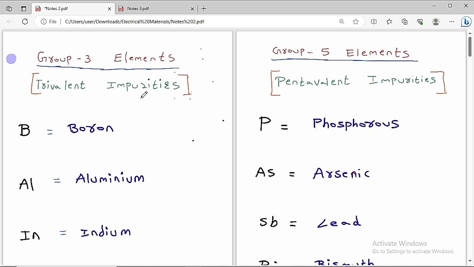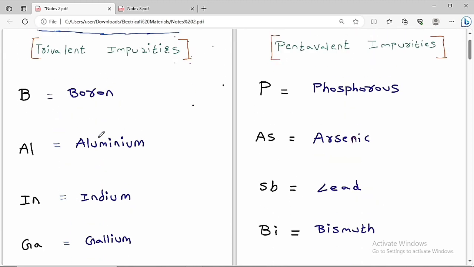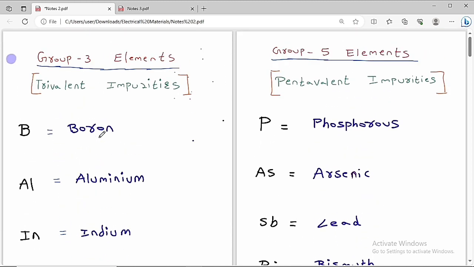What are the elements, like aluminum, in this group 3? These are the elements present in group 3. All these elements have 3 valence electrons, 3 electrons in the valence orbit. Because of this reason they are called trivalent impurities.